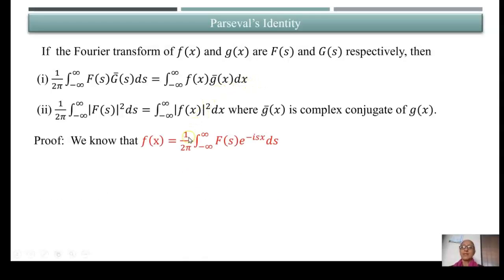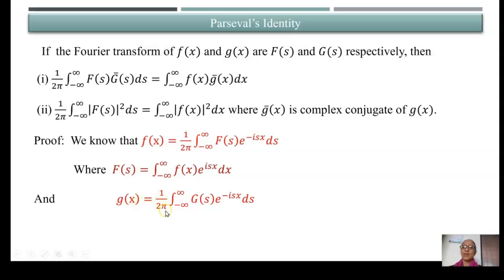Now, let us see the proof of these statements. Here we know the formula of Fourier transform and the formula of inverse Fourier transform. The inverse Fourier transform f(x) equals 1 by 2 pi integral from minus infinity to infinity F(s) e power minus isx ds. By the definition of Fourier transform, F(s) equals integral from minus infinity to infinity f(x) e power isx dx. Now g(x) equals 1 by 2 pi integral from minus infinity to infinity G(s) e power minus isx ds, and by definition, G(s) equals integral from minus infinity to infinity g(x) e power isx dx.